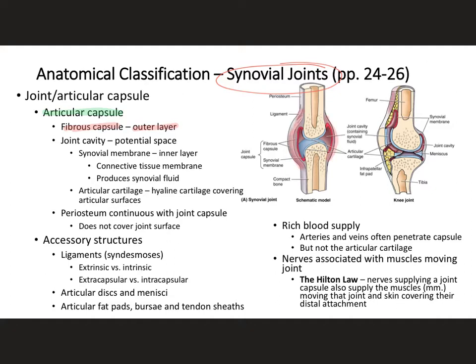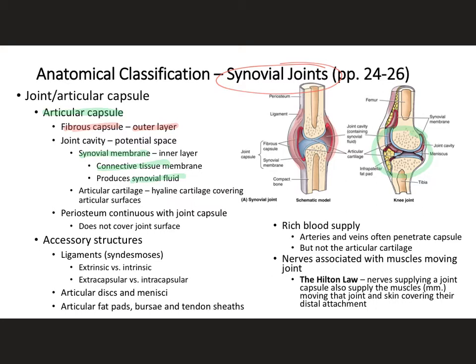And then inside, it forms a joint cavity, which actually is a potential space. There's not a lot of room. This is exaggerated. But the joint cavity has a synovial membrane in it, and this is the inner layer. Now, the synovial membrane is unique. Most wet membranes in the body are epithelial. This one happens to be connective tissue, and it produces a fluid conveniently called synovial fluid.